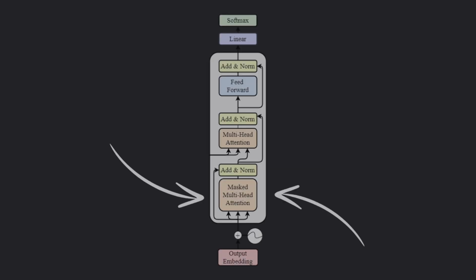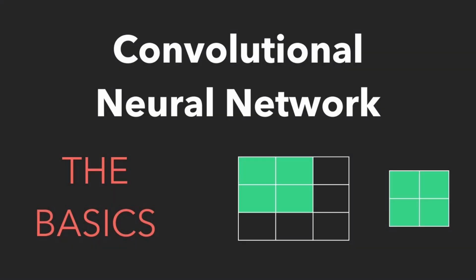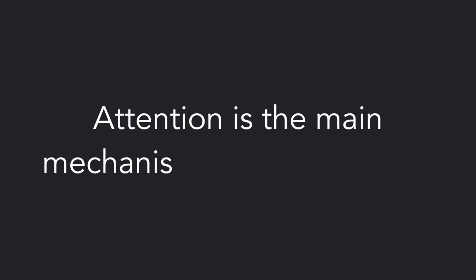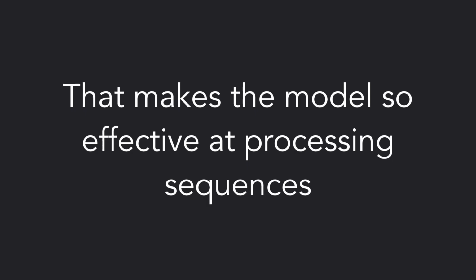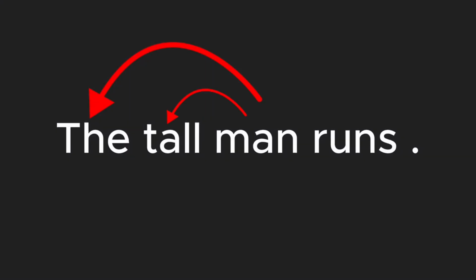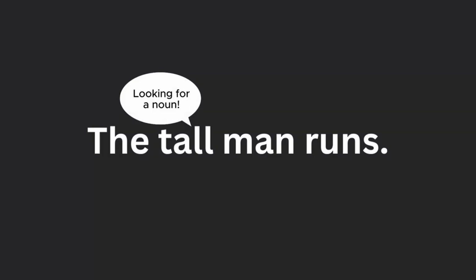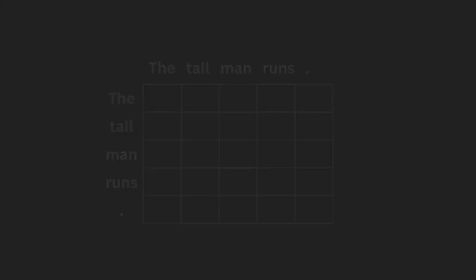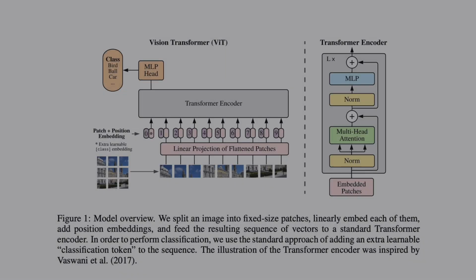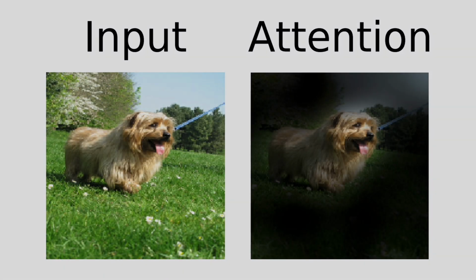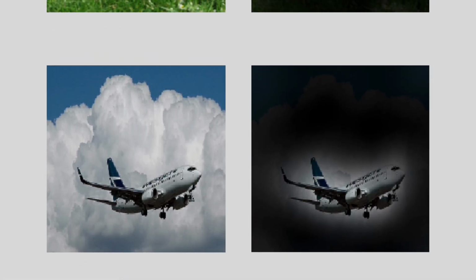What's crazy is that vision transformers can outperform CNNs, or convolutional neural networks, the go-to model for image classification. Attention is the main mechanism in a transformer that makes the model so effective at processing sequences. The model learns which parts of the sequence are important to pay attention to. In processing text, this means that the model might associate adjectives and nouns, and with the vision transformer, the model pays attention to the most important parts of the image.